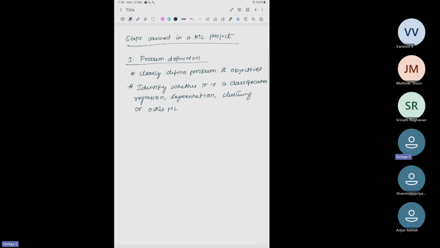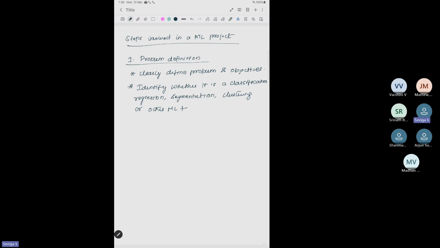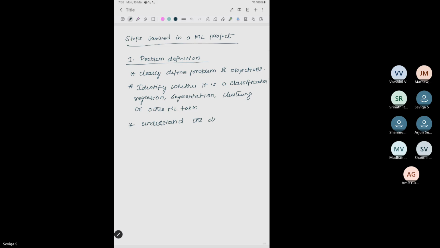So you have to identify whether it is a classification problem, regression problem, segmentation problem, or clustering, or any other machine learning task which you want to do. And then you need to understand the domain which you are working. For example, most of you are from medical background, so you know what are the different types of data which is available in the medical domain.